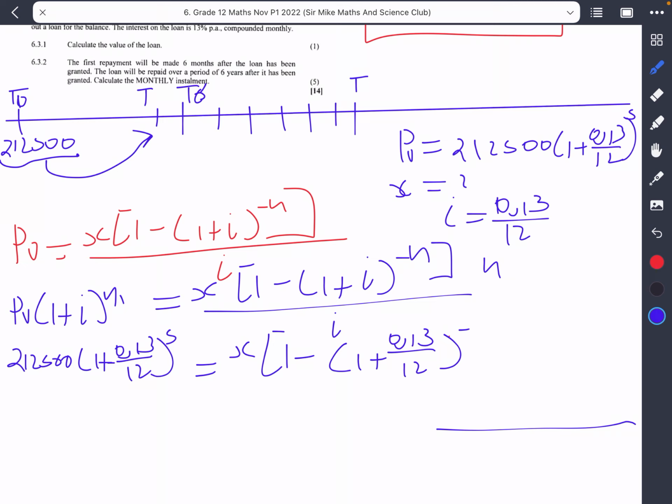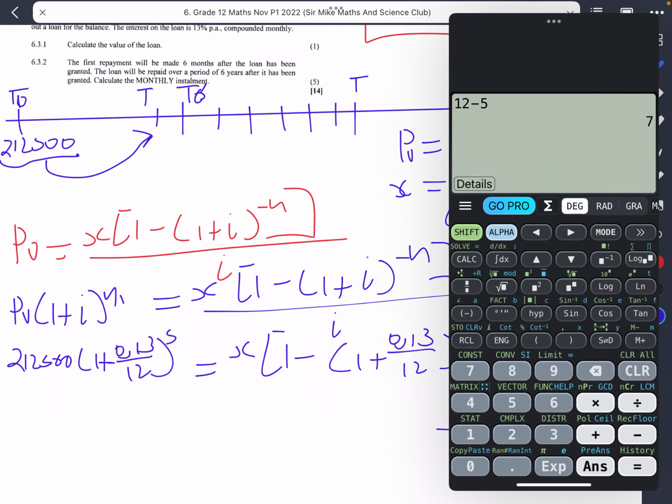So in this case, we know that this would be PV. We are looking for x, which is what we don't know, but we know that i in this case was given as 0.13 divided by 12. Now for n, remember n would be the number of payments.